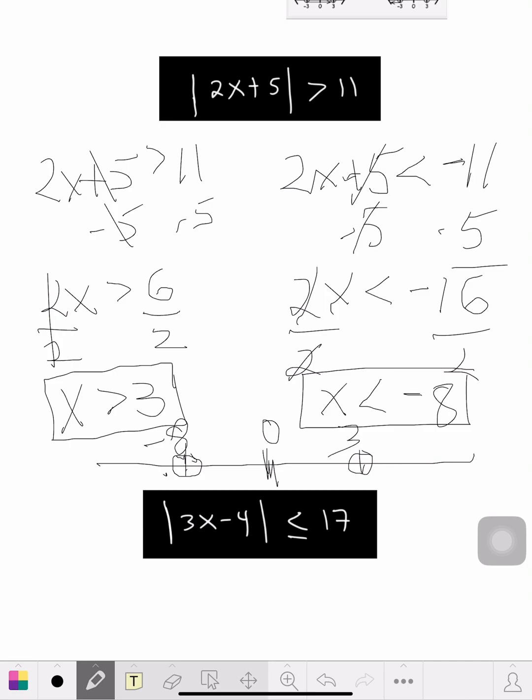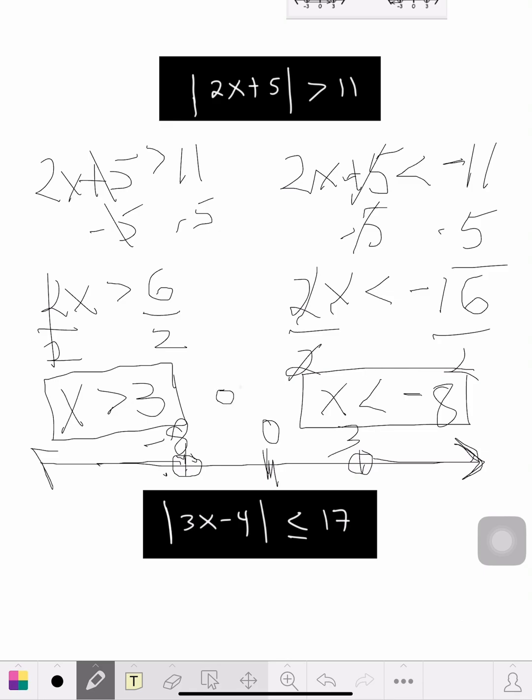Now let's do x is greater than 3. That means it's every number above 3, so we go this way, and that's the way the line goes. On the negative 8, it goes this way. So that's a solution, and that's a solution.